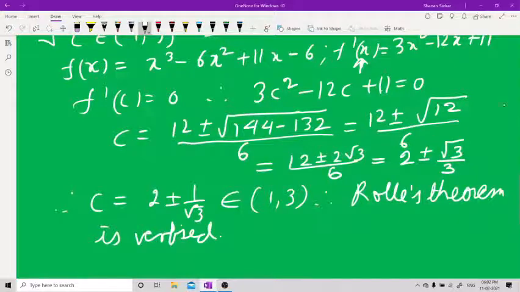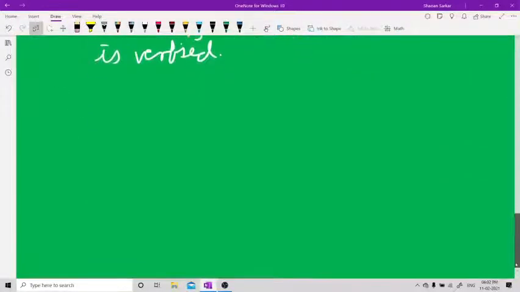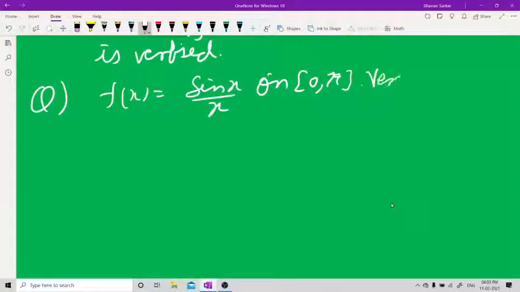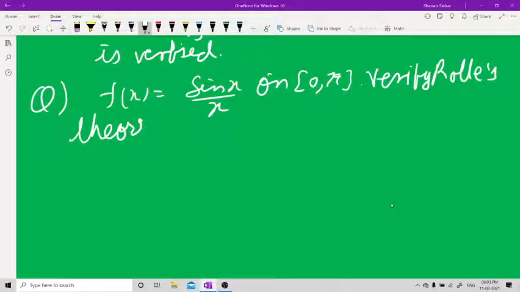Let's take another problem. Question: f(x) equal to sine x upon x on 0 comma pi. Verify Rolle's theorem.